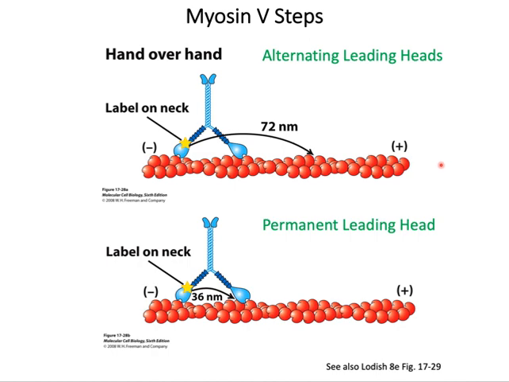So up until now, we have been talking about what one head does, but many of the myosins have more than one heavy chain, and many have 2 heads. An example is myosin 5.